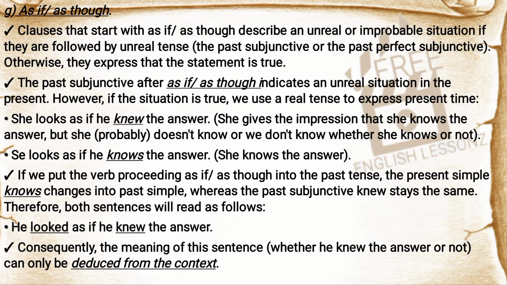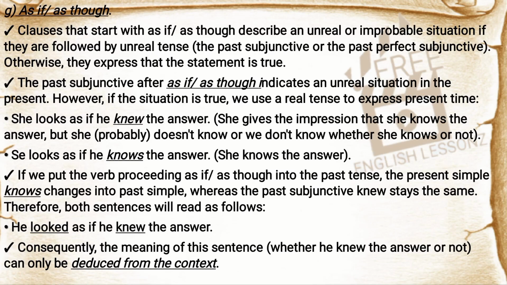G. As if / as though. Clauses that start with as if / as though describe an unreal or improbable situation if they are followed by unreal tense, the past subjunctive or the past perfect subjunctive. Otherwise, they express that the statement is true. The past subjunctive after as if / as though indicates an unreal situation in the present. However, if the situation is true, we use a real tense to express present time.